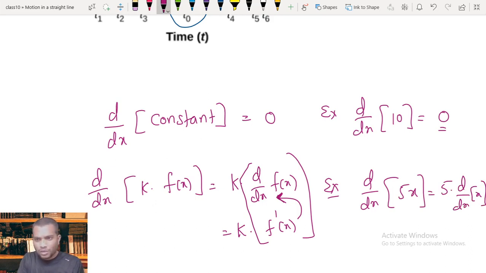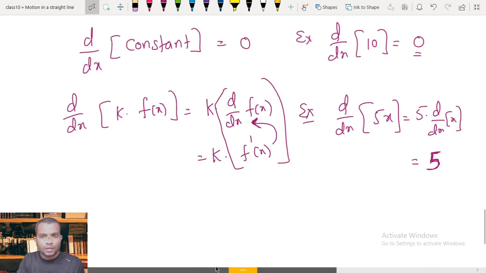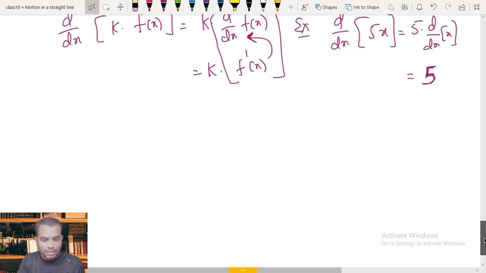Now here we have to do the differentiation for this, d by dx of x. Its value is equal to 1, so the end result will become 5. So this is how we can do that. First I will write the formulas and later we can discuss certain examples.